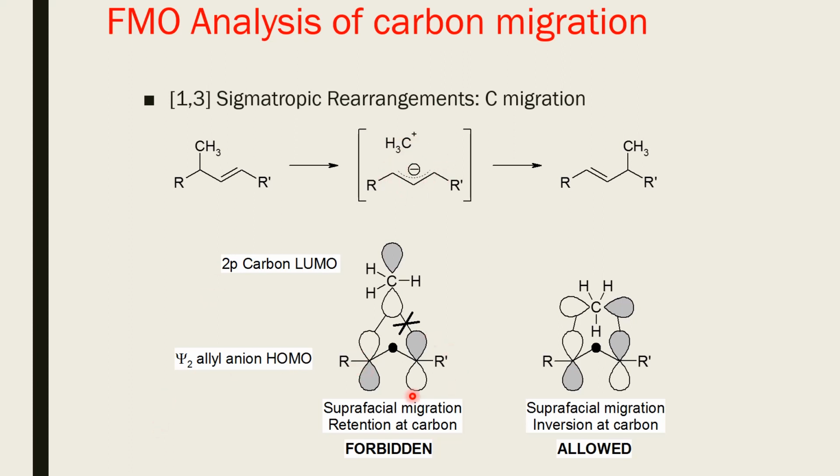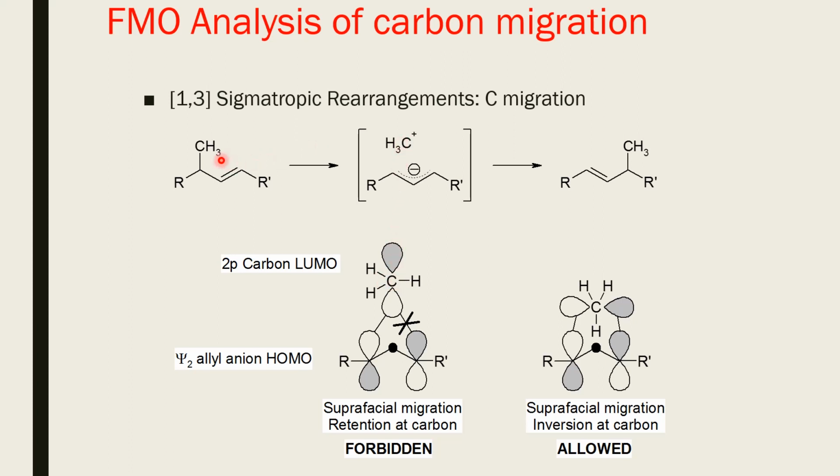So your HOMO is the Psi2 of the allyl anion and the LUMO is the 2p orbital of this methyl carbocation. Now you see this is suprafacial, there is a bonding here, but here there is an antibonding. If it makes use of this lobe, suprafacial migration should take place with retention of configuration. However, because this is not possible, this type of migration is forbidden. But if it makes use of both the lobes in this fashion, this becomes antarafacial migration, but it results in inversion of configuration provided you have this group instead of methyl.